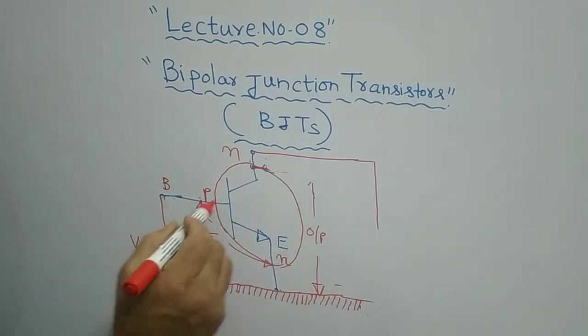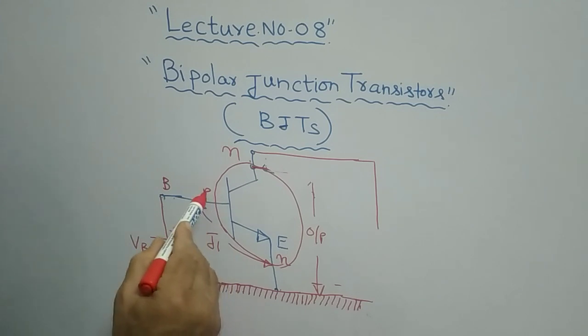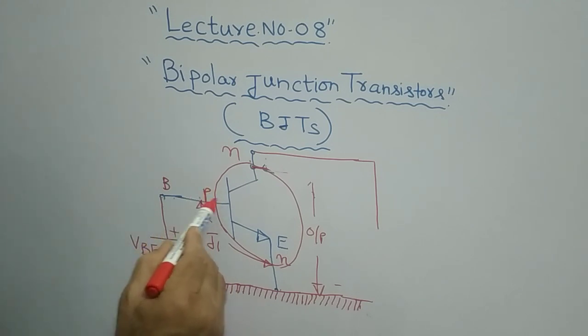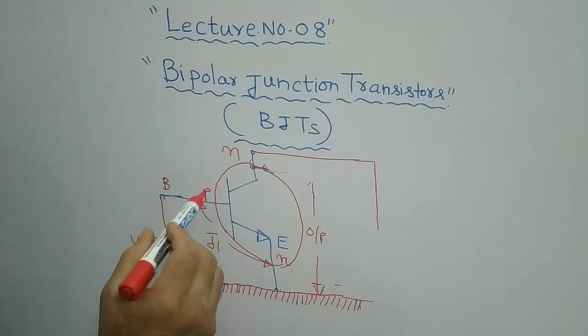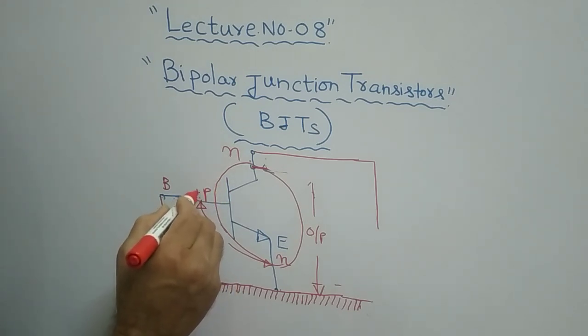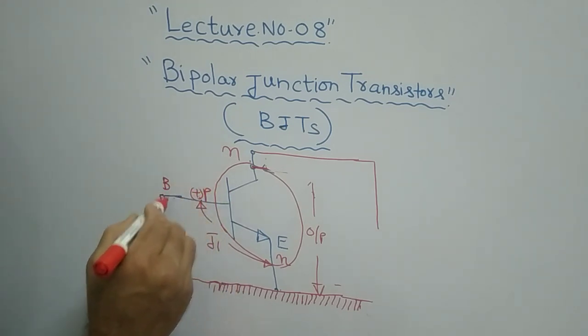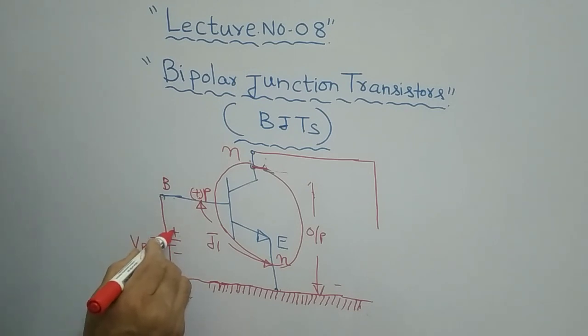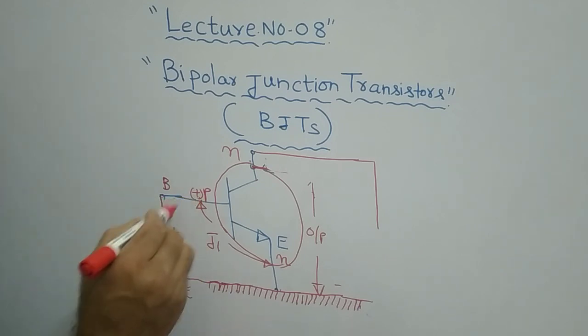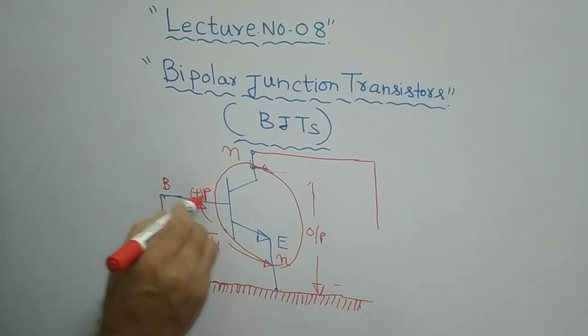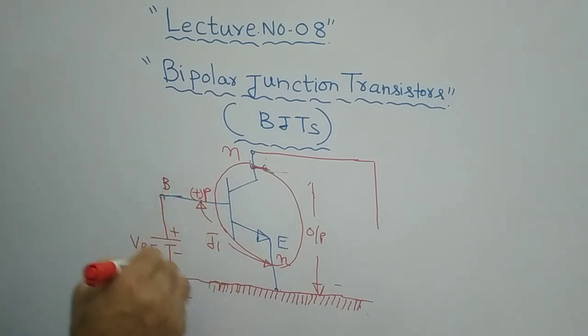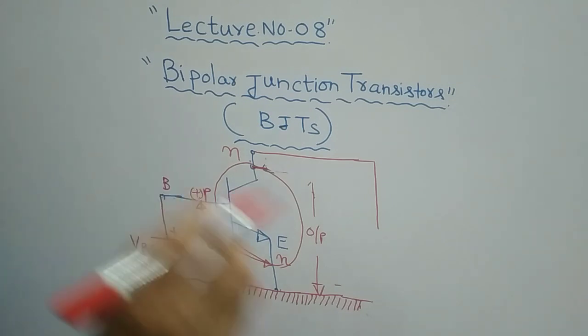So this is plus. The P type has majority carriers, the holes, which are positively charged. Therefore P is plus. So if you connect the plus terminal of the battery, the external power supply, to it, then it will be forward biased.